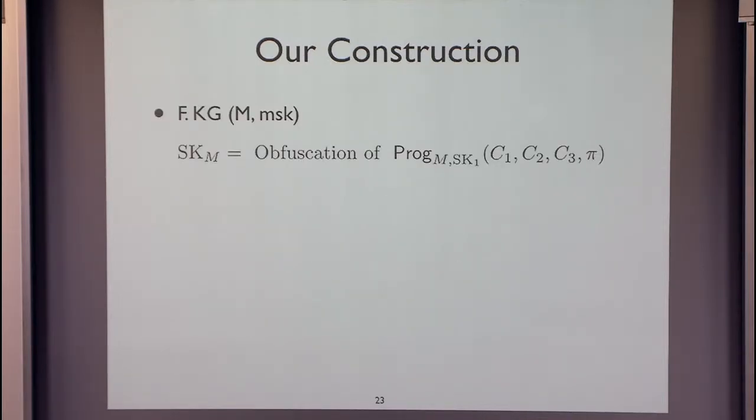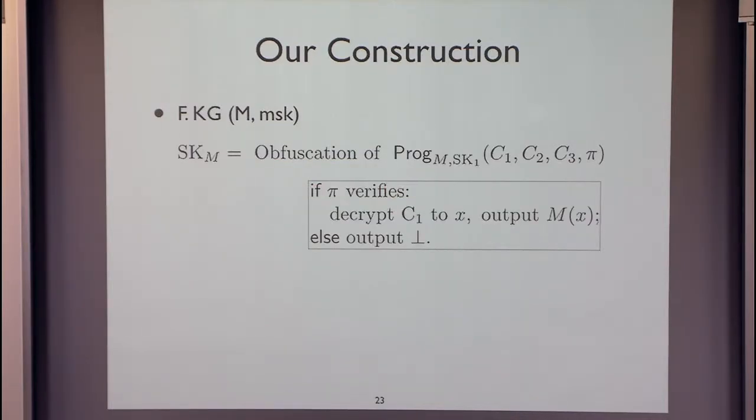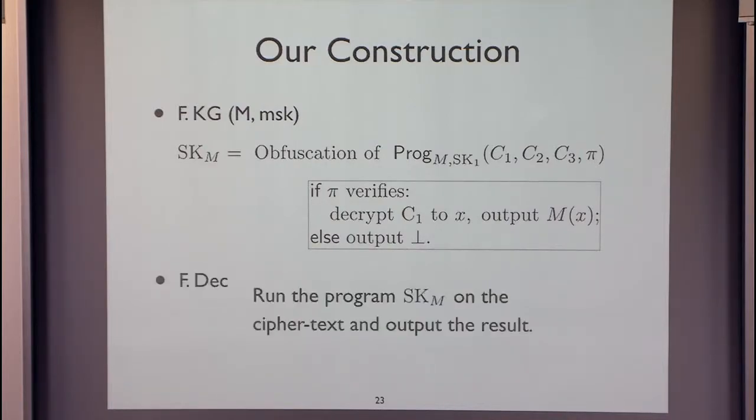Okay. Key generation is simply an obfuscation of a program which evaluates the Turing machine after decrypting C1, but before that it will just verify that the proof is correct. And here we are just going to use public-coin indistinguishability obfuscation for Turing machines. Okay, so here is the program, and decryption is you simply run this program on the ciphertext.